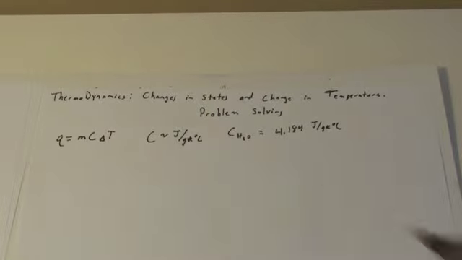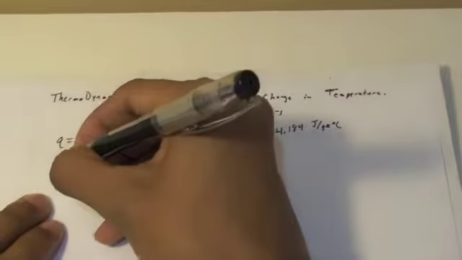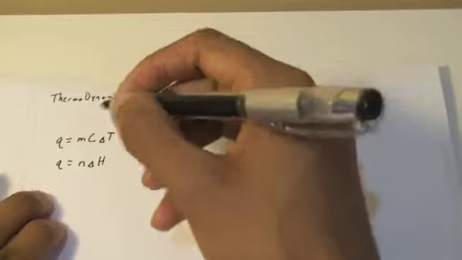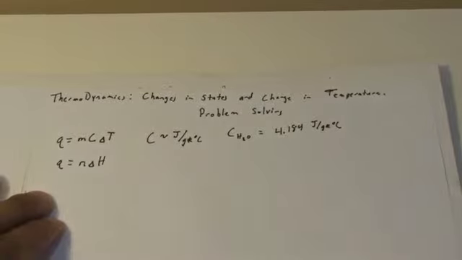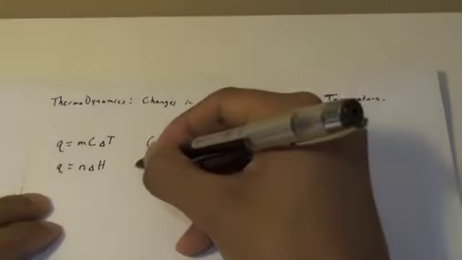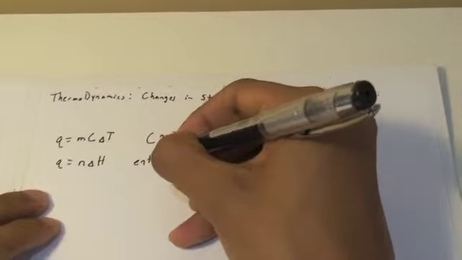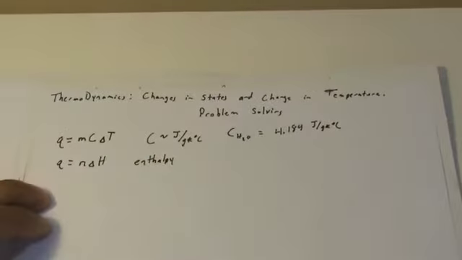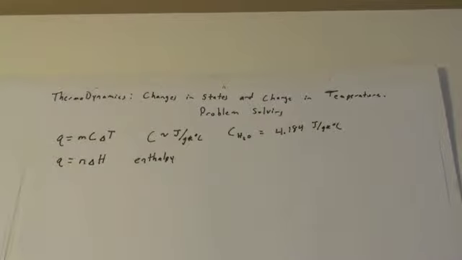So the second of these equations is Q equals n delta H. Q again is the energy, n is the number of moles, and this delta H is a change in enthalpy. Now what is this term enthalpy? Well, it's quite complicated and we're not going to get into all the gritty details of enthalpy today. So we're just going to focus on the change in enthalpy related to a change in state.